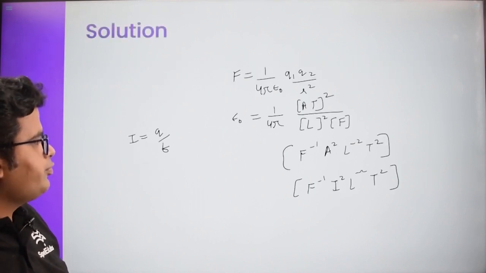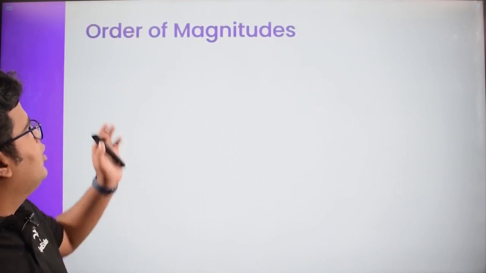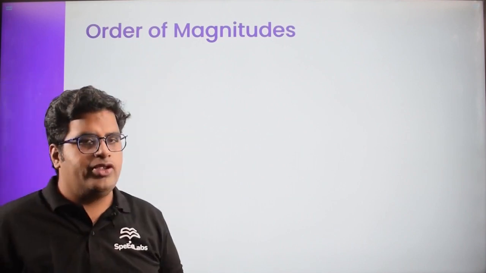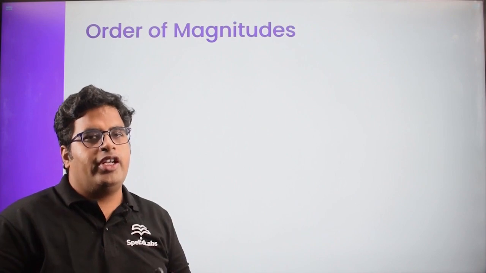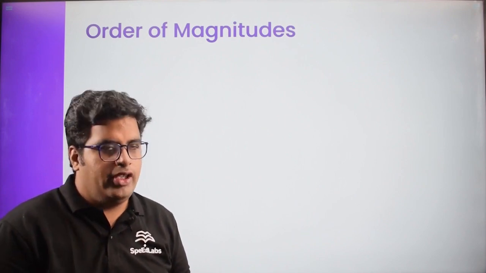Now we have a term called order of magnitude. Let's say if we are given some magnitudes, definitely we are expressing them in terms of powers of 10, right?